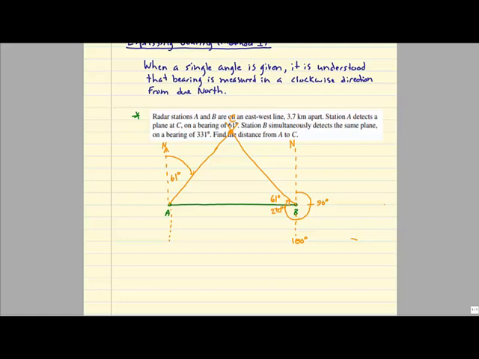Now they do tell me that these two radar stations are 3.7 kilometers apart. So that's something that kind of helps us out a little bit. So I have an interior angle and I have one side. You know, I'm not real sure, can I use SOHCAHTOA on this or not? I don't see a 90-degree angle right now.